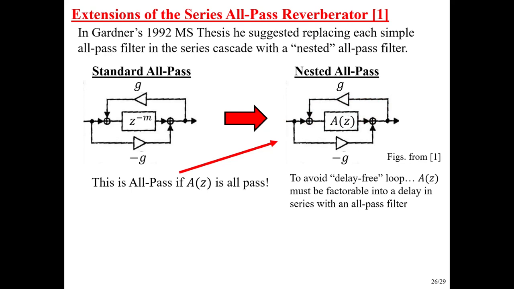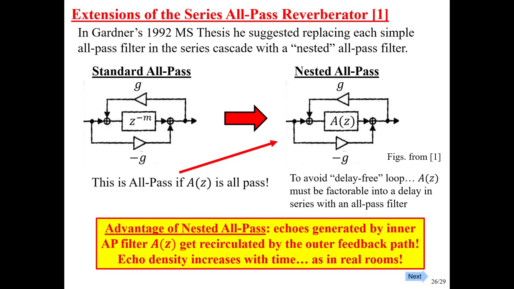A good way to ensure that is that whatever is here can always be factorable into a delay in series with an all-pass filter. So that's one way to ensure that. Just make sure that as you go around this loop, each time around you're going through some delays, and then you're good.